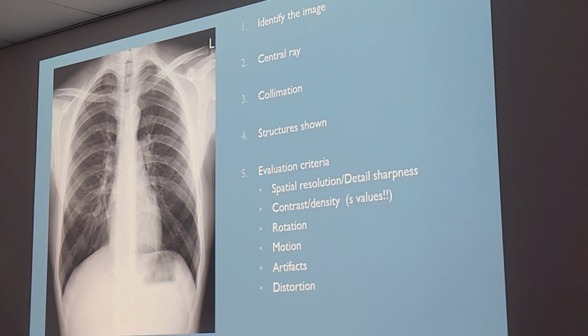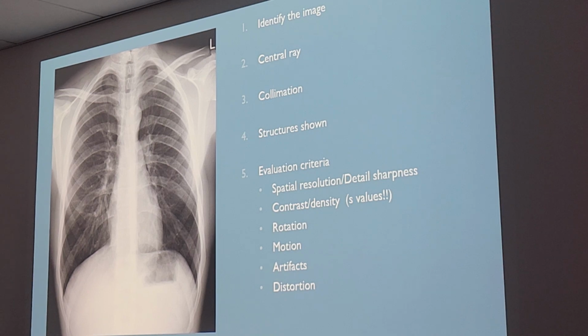Collimation, how should our collimation be for a chest x-ray? As open as possible. It depends on the anatomy. 14 by 17, lengthwise usually, but if they're hypersthenic, it can be crosswise, 17 by 14. Structures shown, we already went over that. And then evaluation criteria. Under this, there are several that you can use, such as spatial resolution, which is what? Fine detail. The ability to see detail.